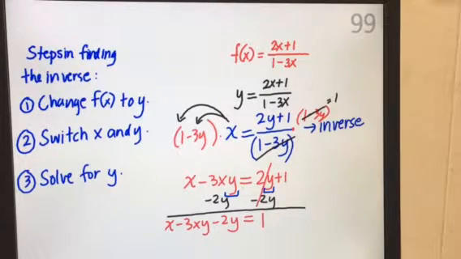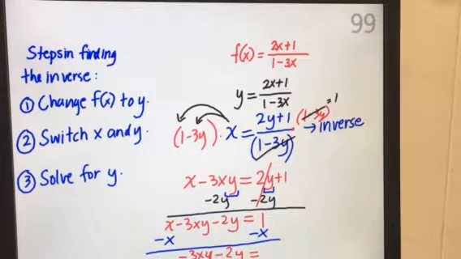Then I'm going to move this x on the left side to the right side by subtracting x from both sides, so that the only expressions that I have on the left side would be those with y in them. So I have negative 3xy minus 2y, and on the right side I'll have 1 minus x.